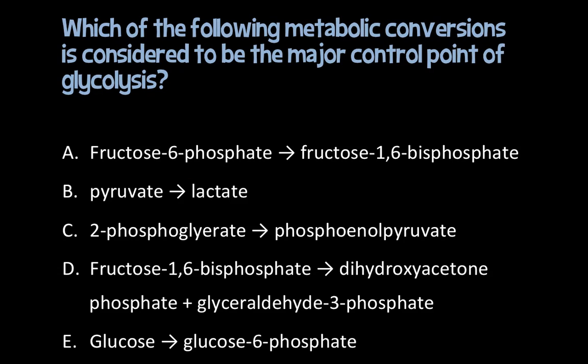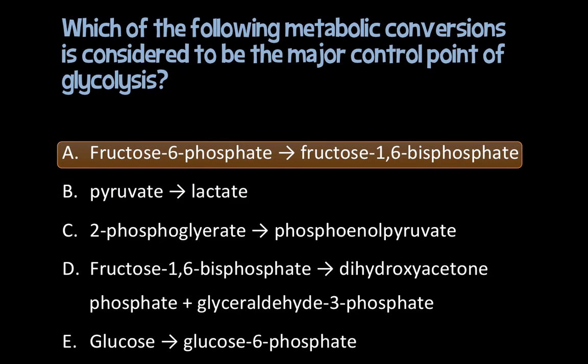Which of the following metabolic conversions is considered to be the major control point of glycolysis? Well, there are a few things that you need to know to get to that answer. First of all, another common question is this: what is the most regulated enzyme in glycolysis? And that's a question you might more see, so you might just immediately say the right answer, which is PFK1, phosphofructokinase 1. So basically what this question is asking you to do is to give that reaction that PFK1 catalyzes. So what is the reaction that PFK1 catalyzes? And that's correct. When you go from fructose 6-phosphate to fructose 1,6-bisphosphate. So excellent job.